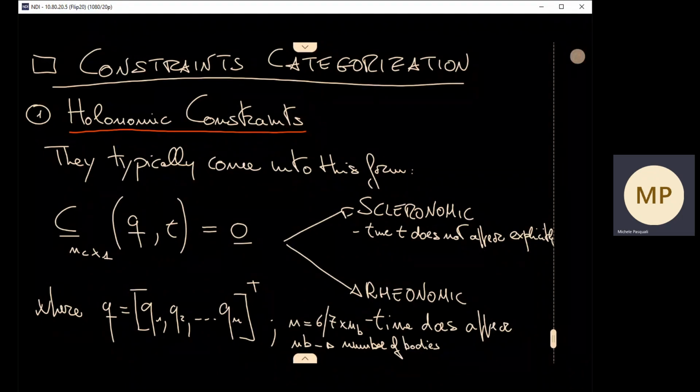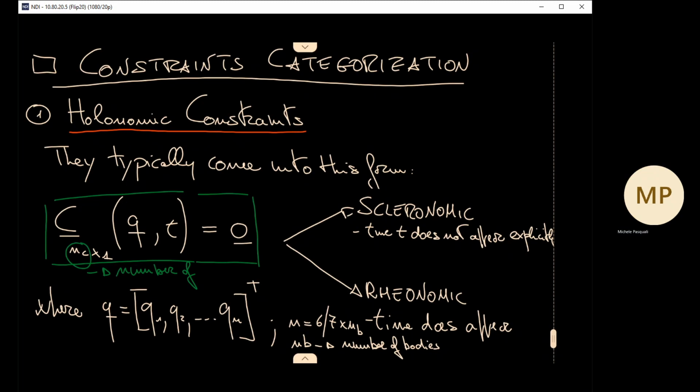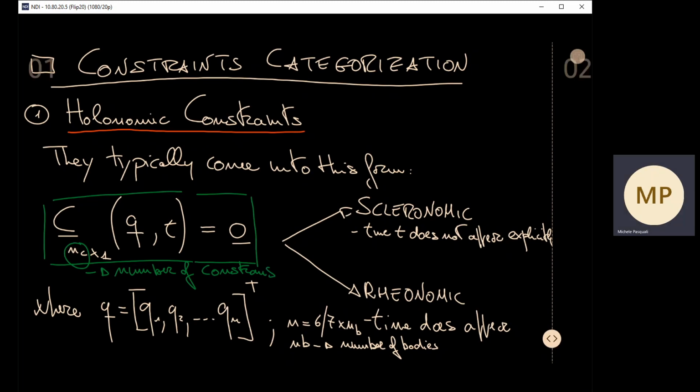Now let's make an example of these, of the scleronomic or rheonomic constraints, what they actually look like. So this is the equation, and of course nc is the number of constraints. Here I'm just writing the number of constraints, not the number of independent constraints. That's different.